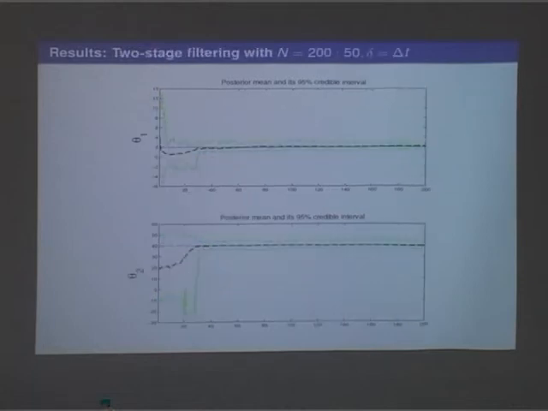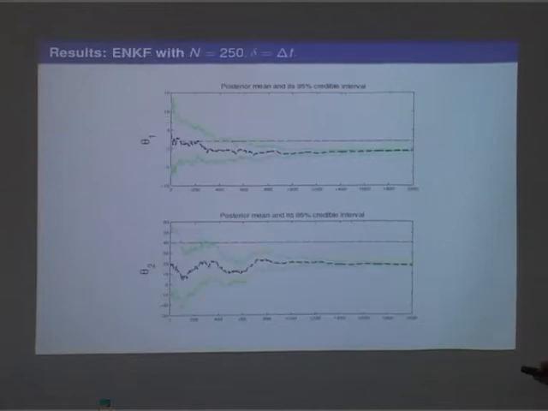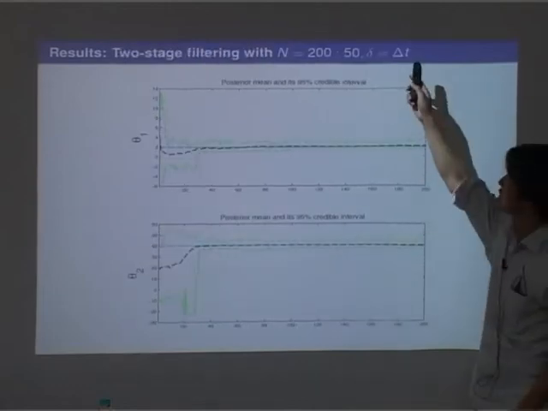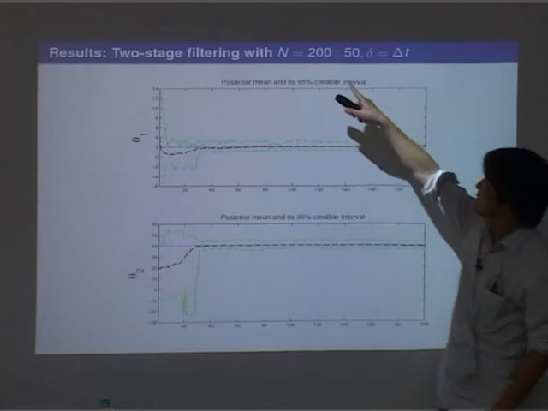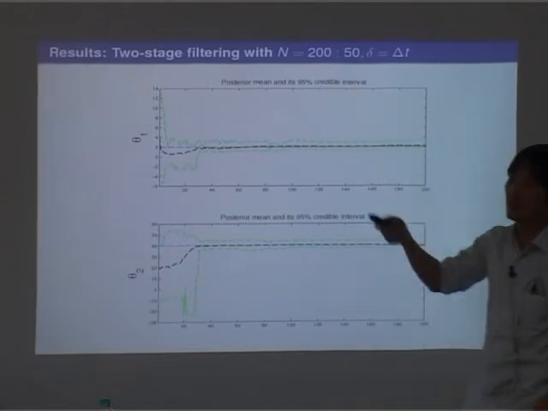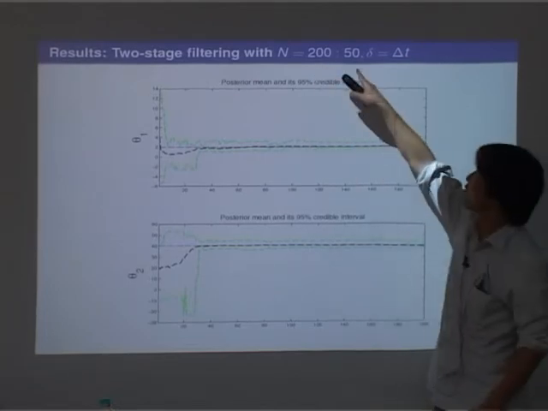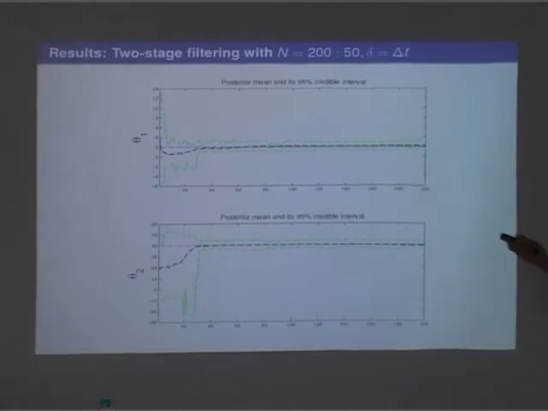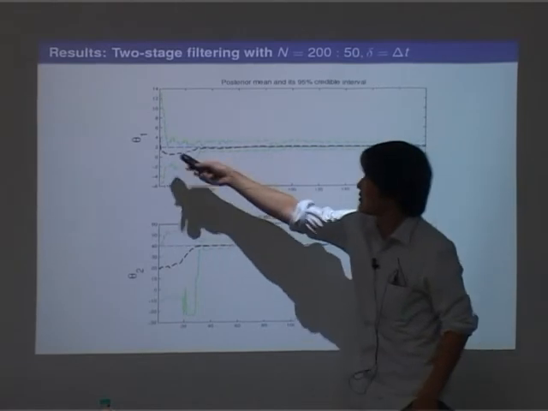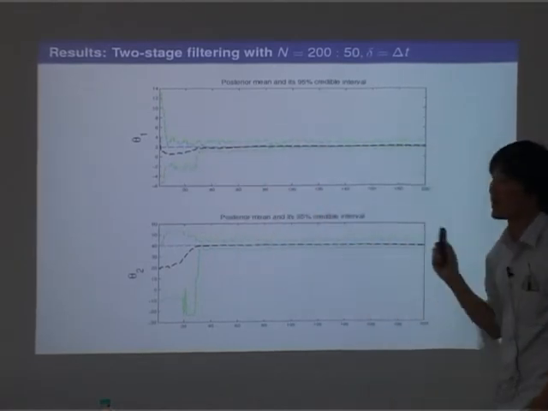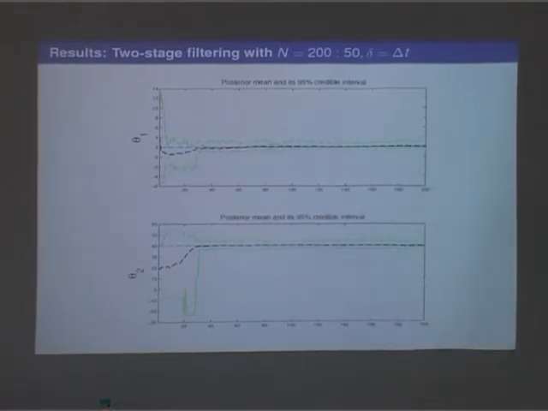So it failed. Now, this is the result when I run two-state filtering. Again, it's a linear regime. 200 particles are used to run the particle filtering step, and only 50 particles are used to run the EnKF step. In this case, it works nicely. The particles converge to the true value. But the model propagated is not a persistent one, so we do not really know what is.